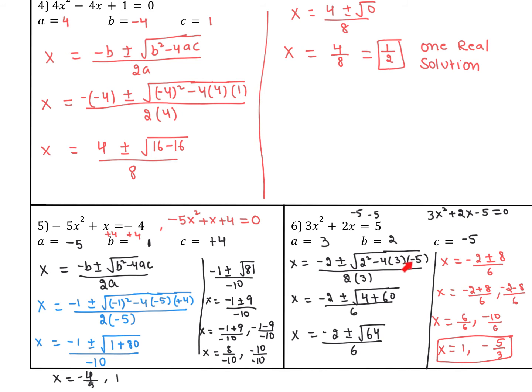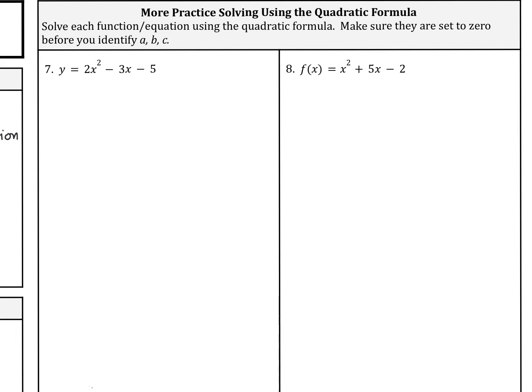Plug it into the formula. You got x equals negative 2 plus or minus the square root of 4, and this multiplied to be positive 60. You got 64 here. The square root of 64 is 8. You have two equations, negative 2 plus 8 over 6 and negative 2 minus 8 over 6. You got 6 over 6, and this one is negative 10 over 6, reduced to be 1 and negative 5 over 3.